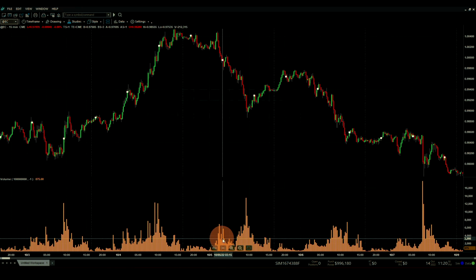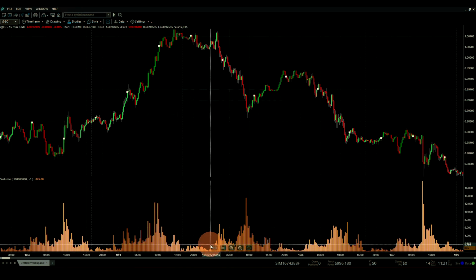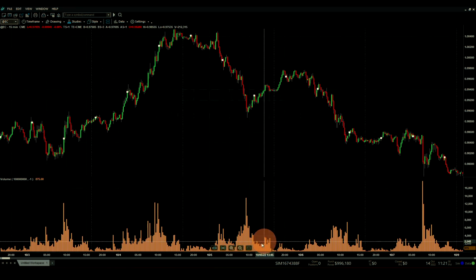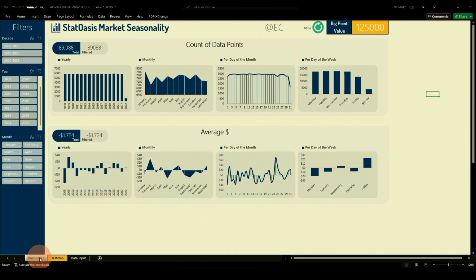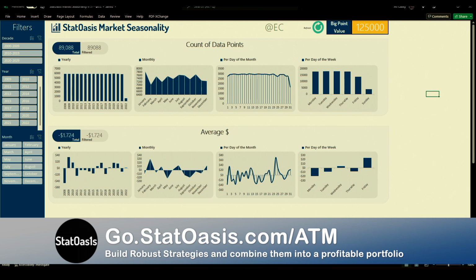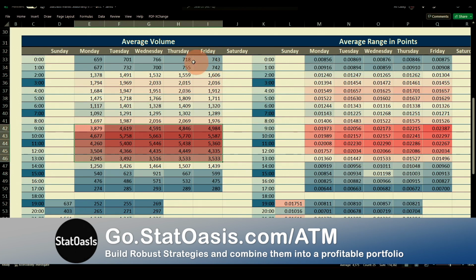And you can find out the most active periods. For example, here we can see there is another session that is active, which is usually the European session, and this is the American session. And this is the Asian session. Now, this tool comes as part of my algo trading masterclass. This tool finds seasonality among many things, and it also gives you a heat map of volume.